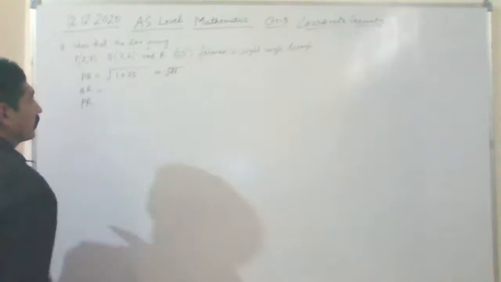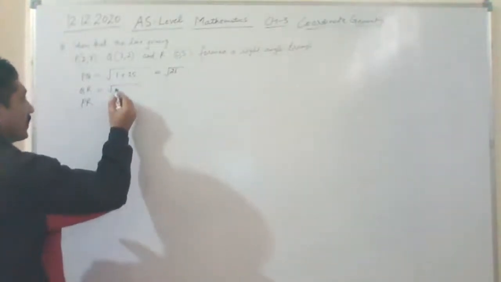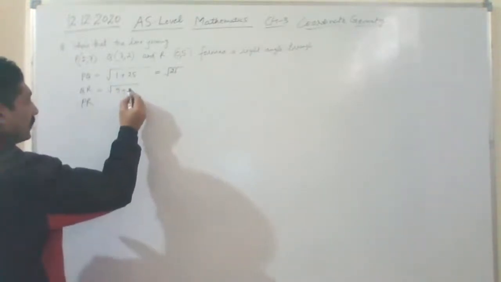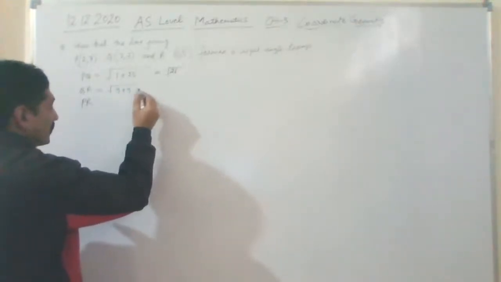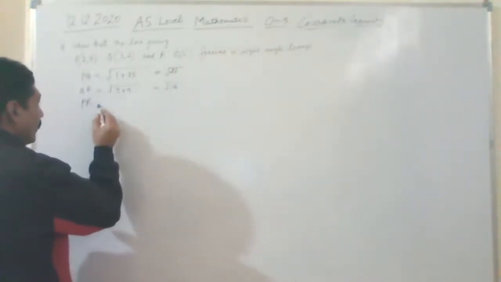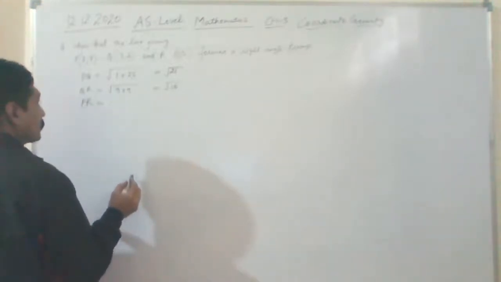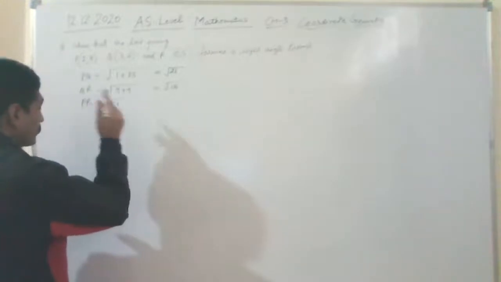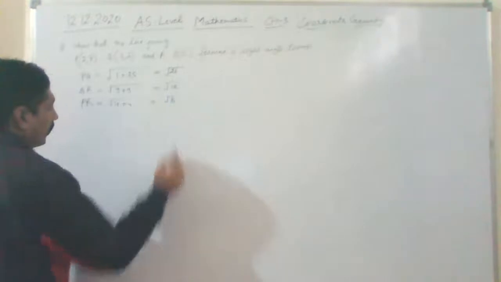QR again here is 0 minus 3, 3 whole square is 9, and 9 plus 9, because again 5 minus 2 is 3, 3 whole square is 9, and root 18. And PR is 0 minus 2, 2 whole square, that is 4, and 2 whole square is again 4, and root 8.